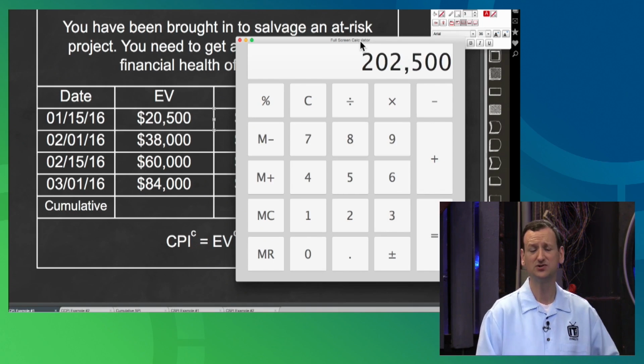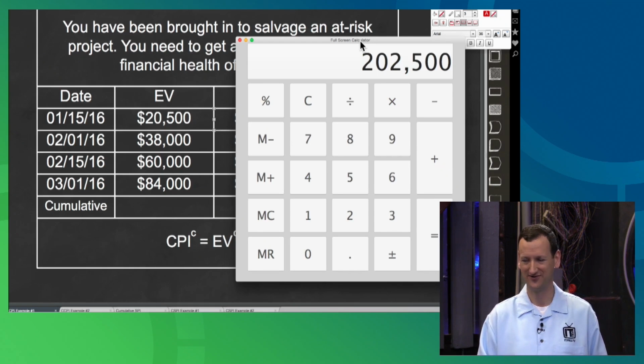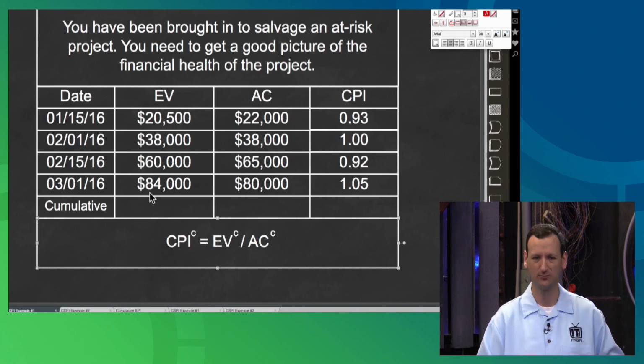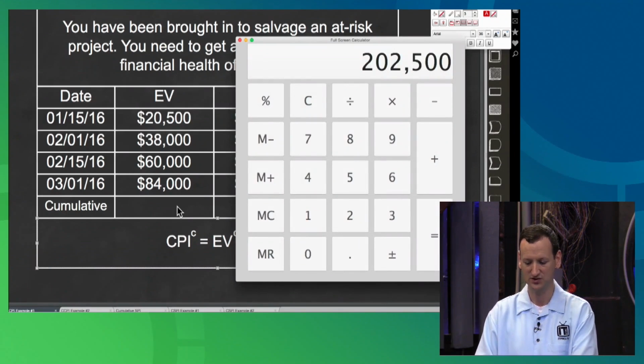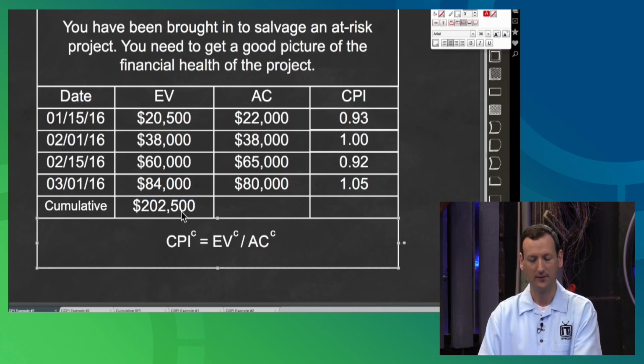And I get $202,500. Now, I haven't spent $202,500, right? The accounting department is actually telling me as of March 1st, I've only spent $80,000. But I'm okay with that because I know this is a cumulative value because that's the way the report's been given to me. It doesn't have to be that way, but that's how it is. All right, so I'm going to take $202,500 and just plug that in here.